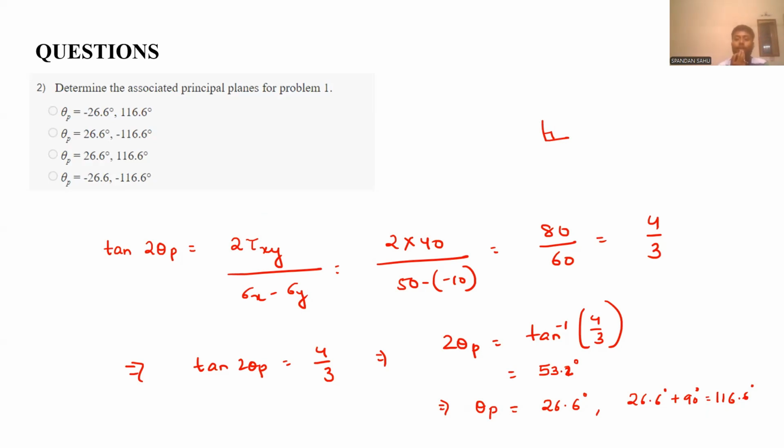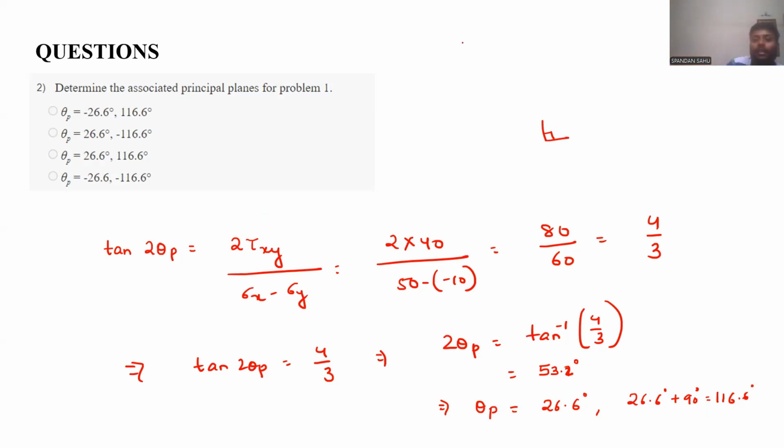Please let me know if you are getting it or not. Till this point, is it okay? Yes. Why are we adding 90 to the theta p?